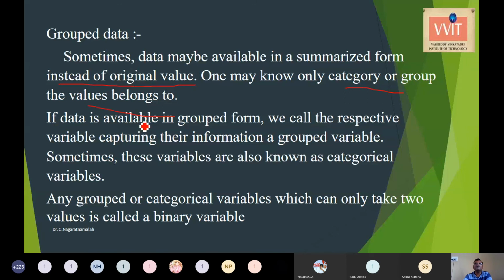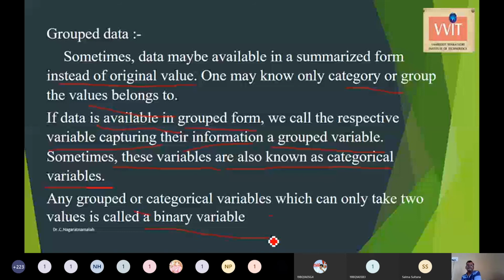Any grouped or categorical variable which can only take 2 values is called a binary variable, either 0 or 1. In the previous example, we defined the gender, male or female. We are assigning the numeric values, male is equal to 1 and female is equal to 0. Therefore, it is known as a categorical variable, and here we are mentioning that as the binary variable.